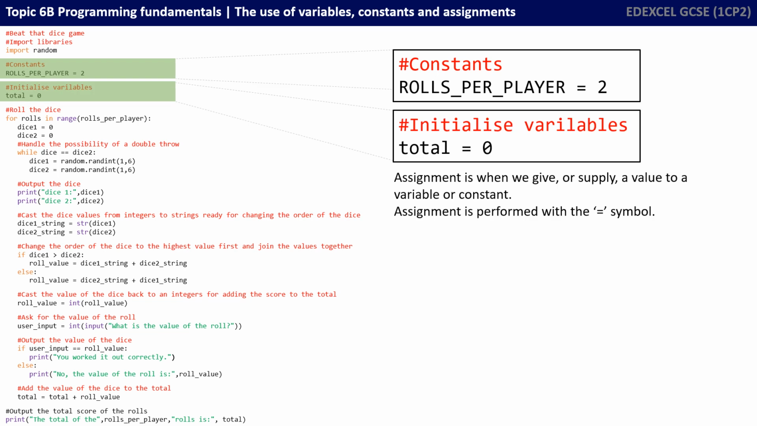Assignment is simply when we give or supply a value to a variable or constant. So in both the previous lines of code we've looked at, we're supplying a value to a variable or a constant. An assignment is performed with the equal symbol. You assign the value on the right of the equal symbol to the variable or constant on the left.